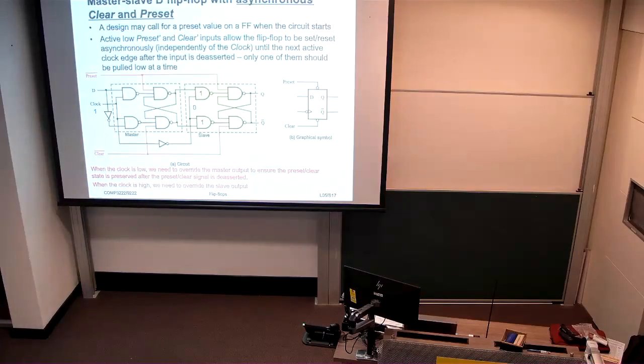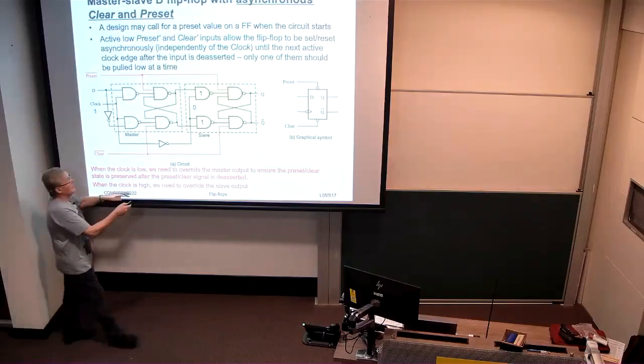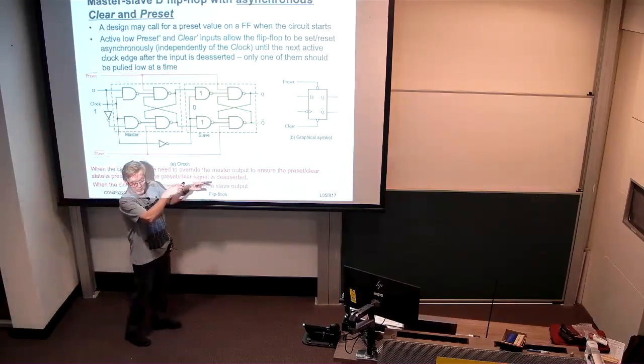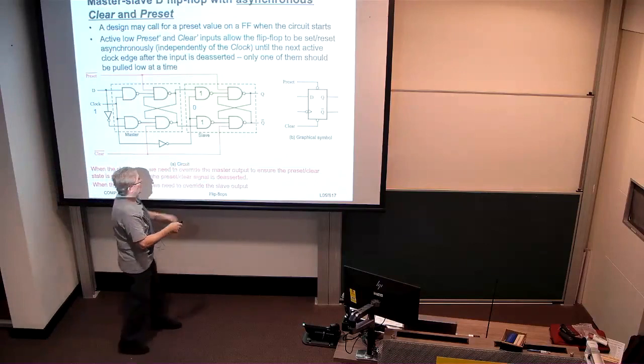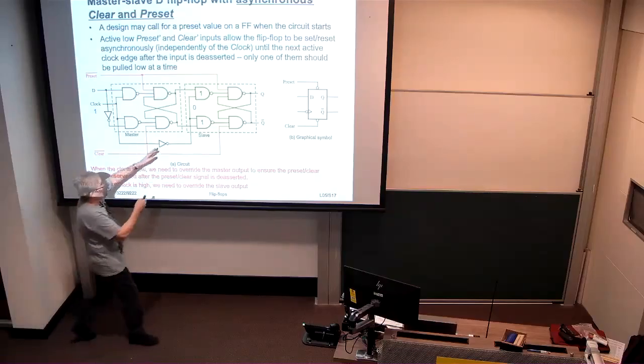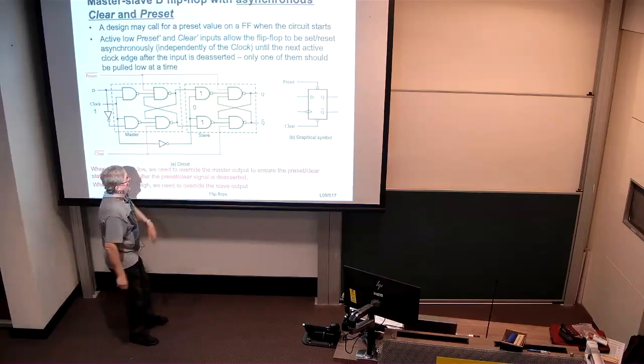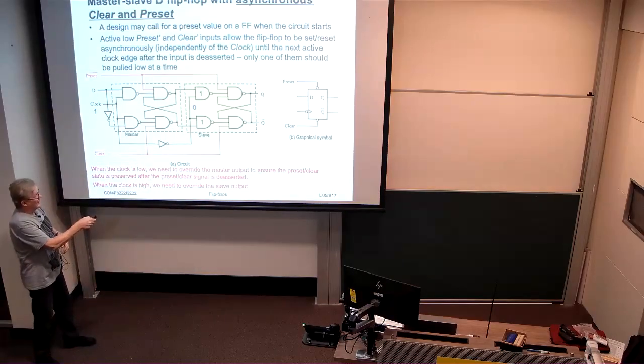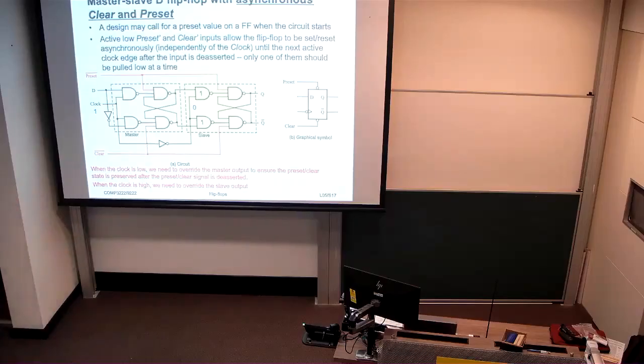On the other hand, if the clock is high, then we really only care about the output stage here, the slave. So we only need to be concerned about changing the value here. That will be preserved because we won't have any change in the input wires here, given that both these NANDs have an output of 1. We've isolated the master part from the slave while the clock is 1. Okay?